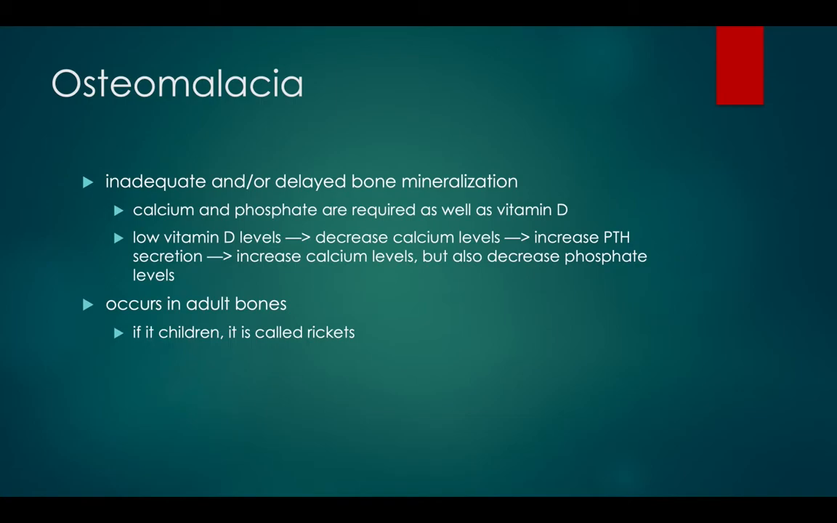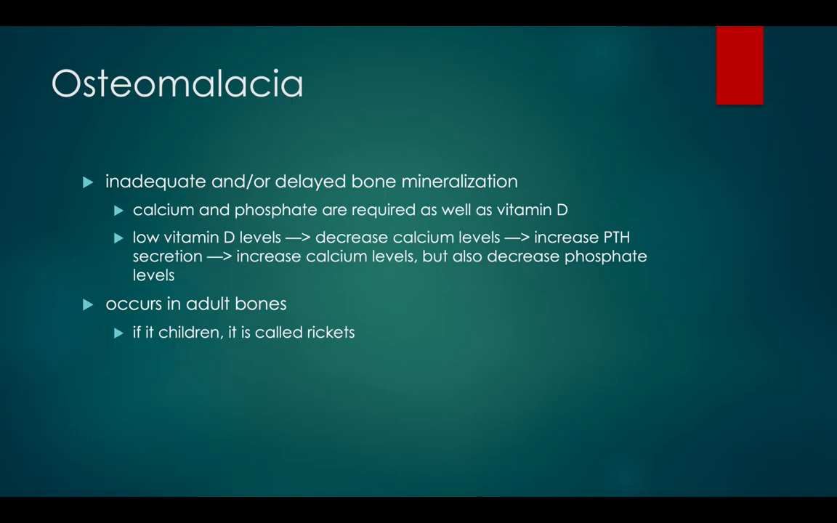Osteomalacia is inadequate or delayed bone mineralization. So calcium and phosphate are required, as well as vitamin D, to help build the structure of the bone to make it hard. Otherwise, the bone is very soft and pliable.